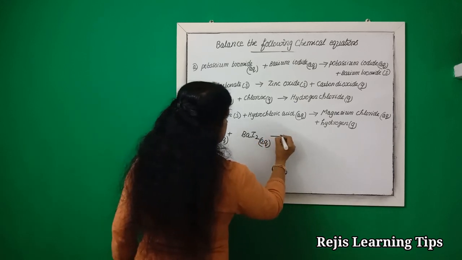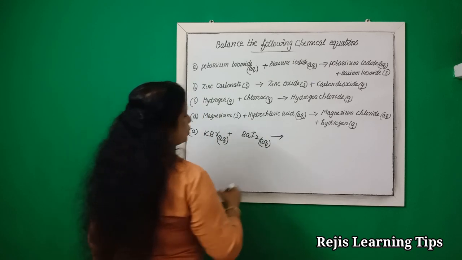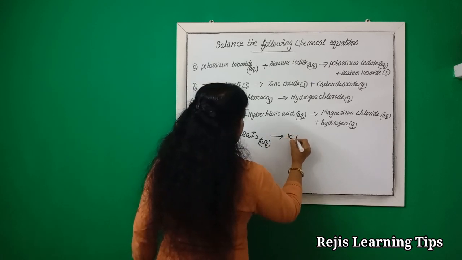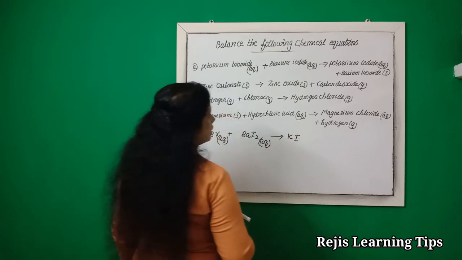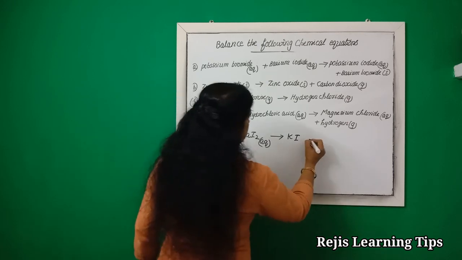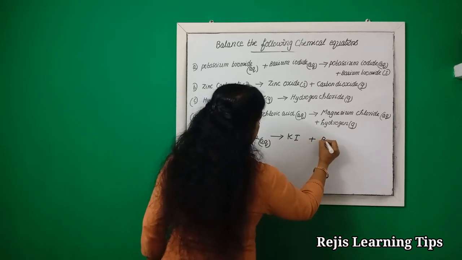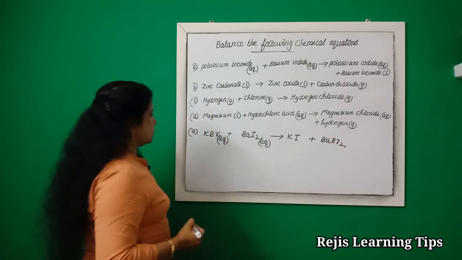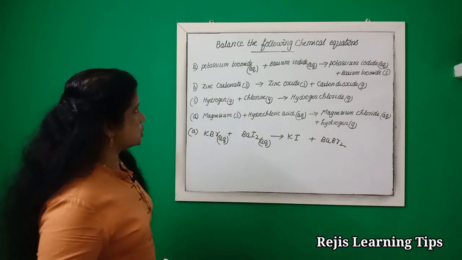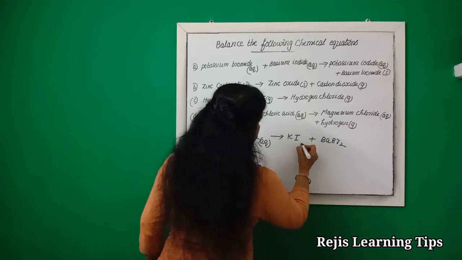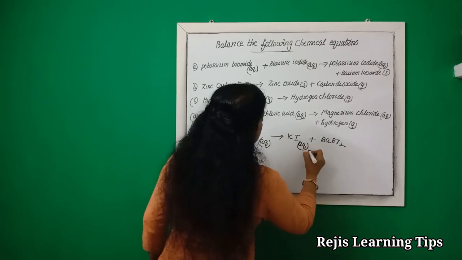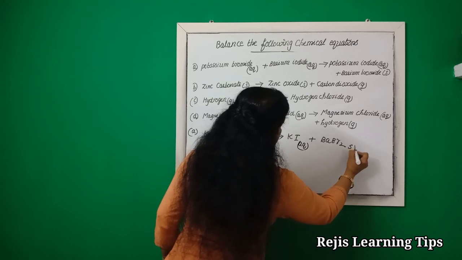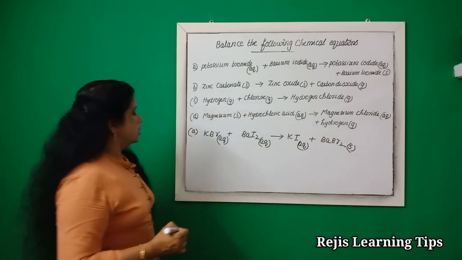Then we will get potassium iodide that is KI. Then barium bromide that is BaBr2. Okay, then we can balance this equation. Potassium iodide that is aqueous, so we should put here aq, and barium bromide that is solid, so we should write here s.